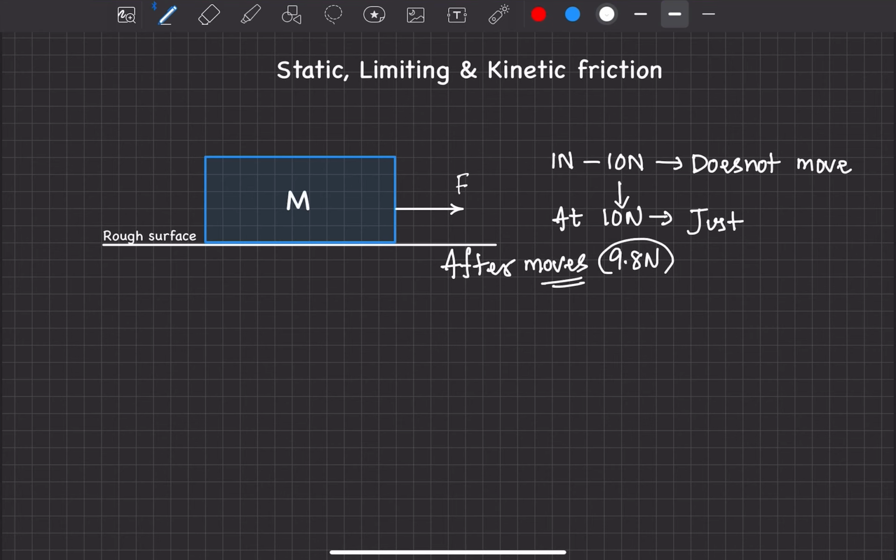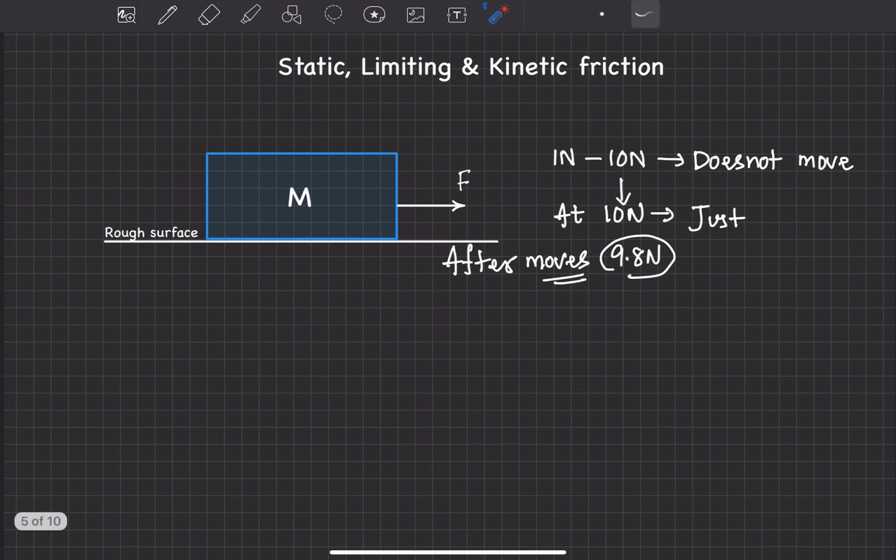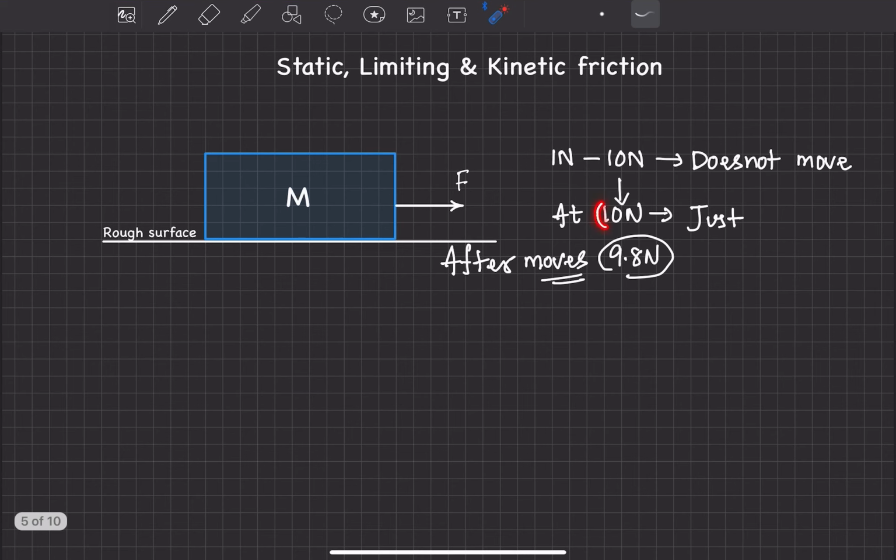even if I apply a lesser force, the block still continues to move, right? That means once the block starts to move, the friction required to keep it moving is a little bit lesser than the limiting value. Here our limiting value was 10 Newton in our experiment, but with a lesser force, maybe 9.8 or 9.7, something like that, the block will still keep on moving. And that amount of force is called kinetic friction.